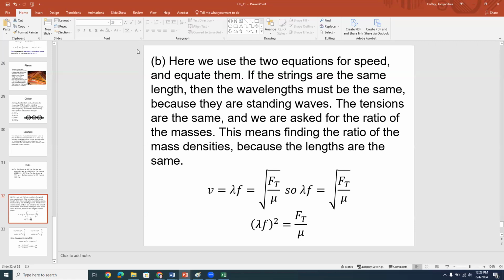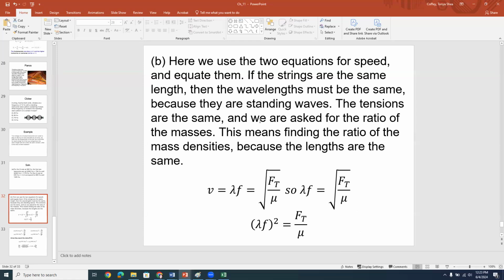And now it's easier mathematically to think about it if we square both sides of that equation. So I'm going to go ahead and do that. And that tells us that lambda f quantity squared is equal to Ft over mu. And this is what we're going to use to solve this problem. Because what it tells us is that the strings are the same length, so the wavelengths for the fundamentals have to be the same, right? It's going to be twice the length of the string, since the string is half a wavelength. And that's because you've got standing waves when you pluck a string in a musical instrument. And the next is that the tensions are the same. The problem told us that.